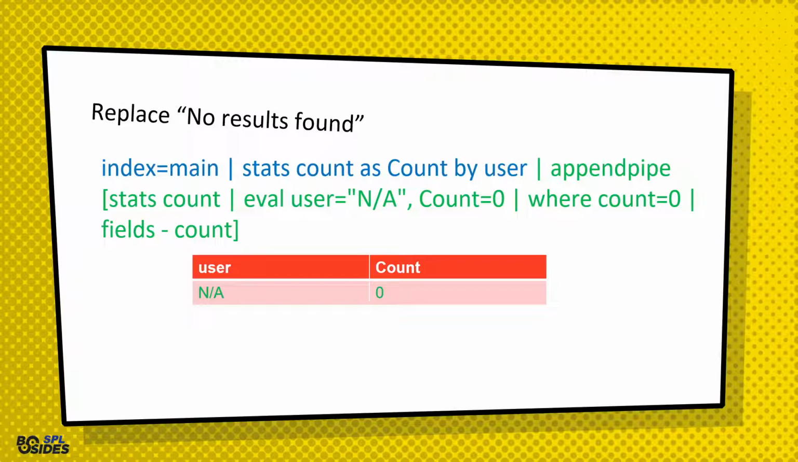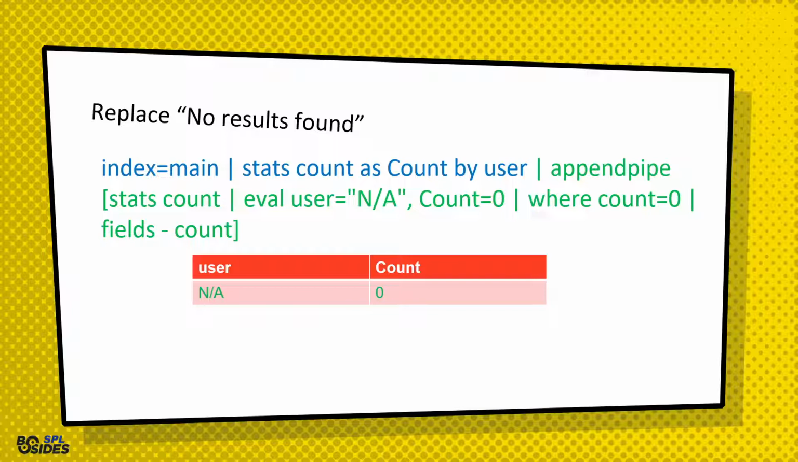By adding an appendpipe command to the query, we can insert values into the table so the panel always has something to display. In this example, the appendpipe command counts the number of results from the main search. Then it populates some fields, in this case user and count with a capital C. Then the where command displays the sub-pipeline results, but only if the main search had 0 results. And finally, the count field is discarded, leaving us with what you see on the screen there.